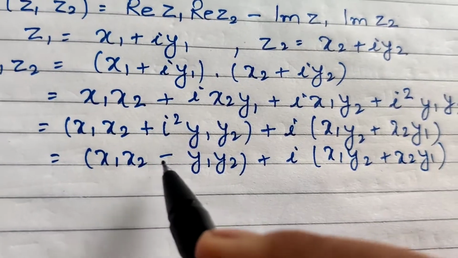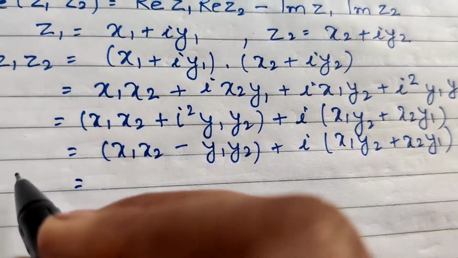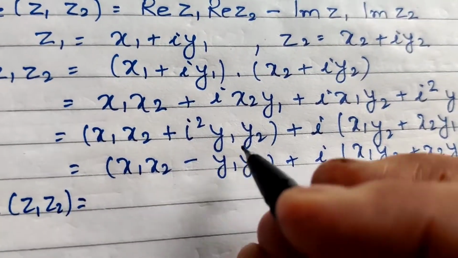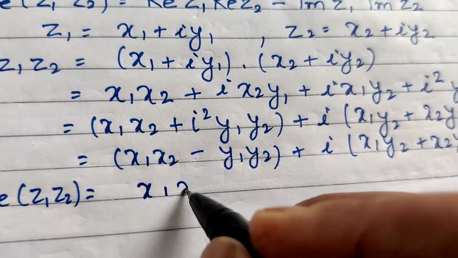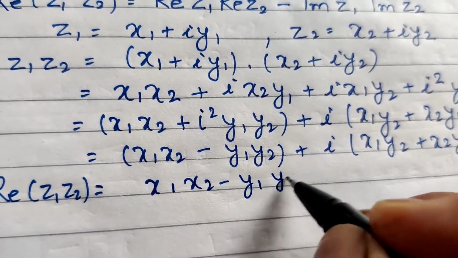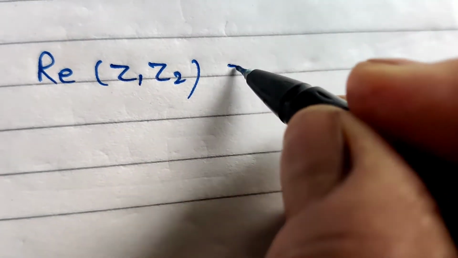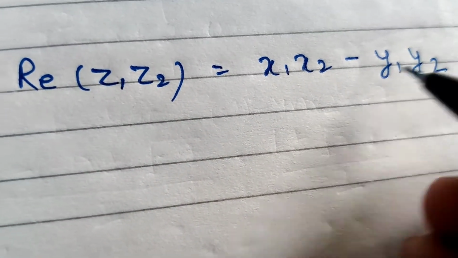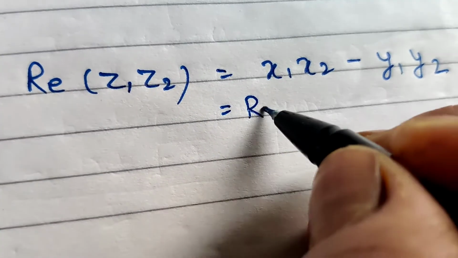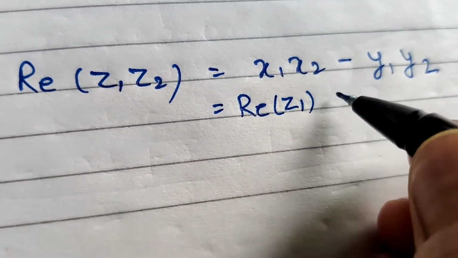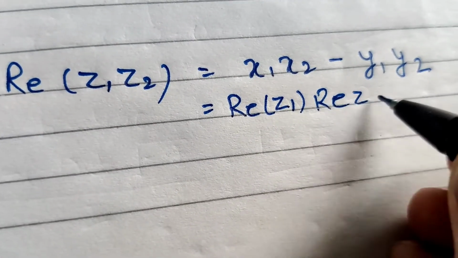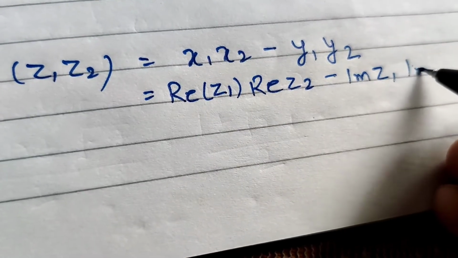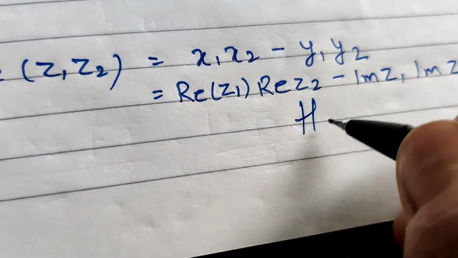Okay, this is the real part of z1 z2. Comparing the real part of z1 z2, it is equal to x1 x2 minus y1 y2. The real part of z1 z2 is x1 x2 minus y1 y2. तो ये क्या हो गया, ये हो गया real part of z1, real part of z2 minus the imaginary part of z1 and imaginary part of z2. Hence proved.